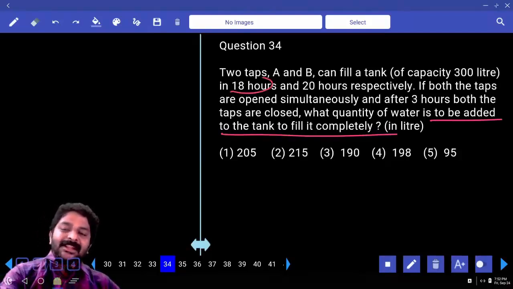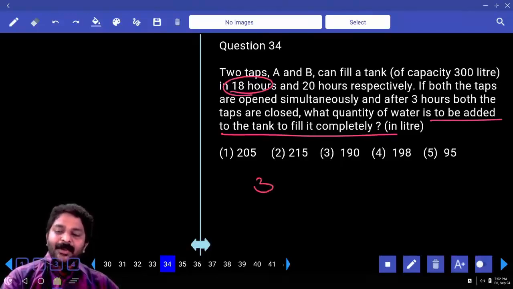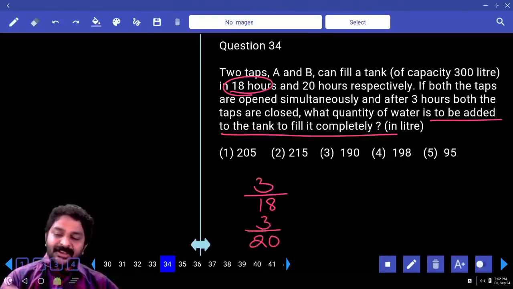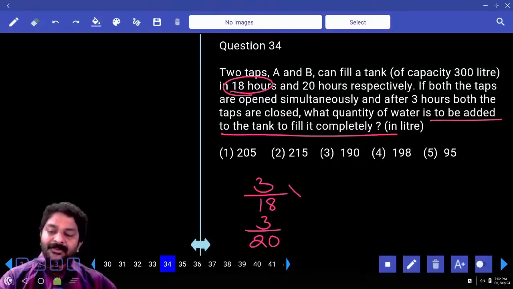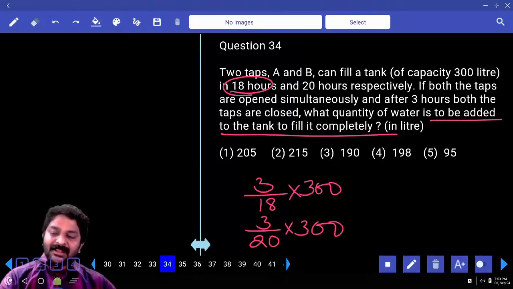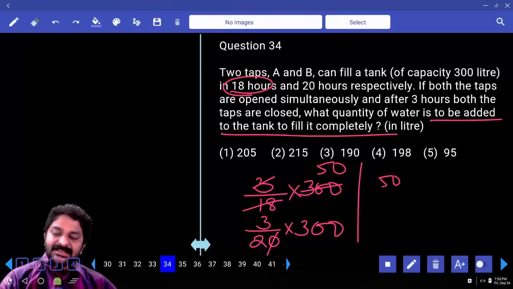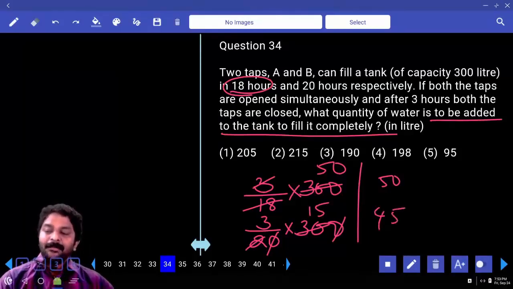First tap can fill the tank in 18 hours. As it is open for 3 hours, work done is 3 by 18 only. Second tap can fill the tank in 20 hours. As it is also open for 3 hours, work done is 3 by 20 of total tank capacity, that is equal to 300. 300 by 18 is 50 liters filled by the first tap. 0, 0 cancel, 3 into 15, 45. By using the second tap, we filled 45 liters.